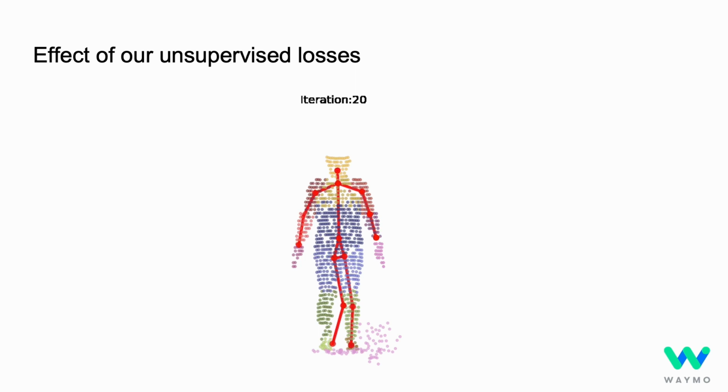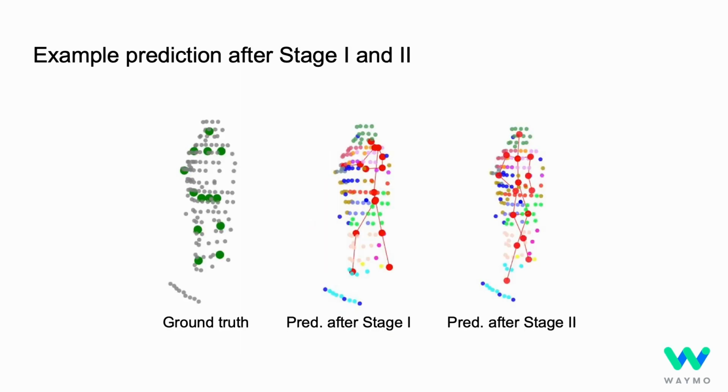This visualization demonstrates the effect of the proposed unsupervised losses. Here, we perturb the ground truth key points by adding a random noise to each key point. Then we minimize these losses with respect to the key points. As you can see here, the losses effectively move the perturbed skeleton to locations that are closer to ground truths. Here, we visualize the predicted key point on one example point cloud at the end of stage 1 and stage 2. As shown, after first stage, we're able to predict reasonable human key points. The second stage further refines the location of the predicted key points.